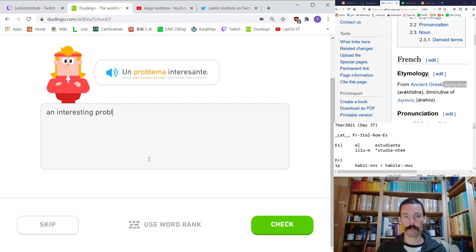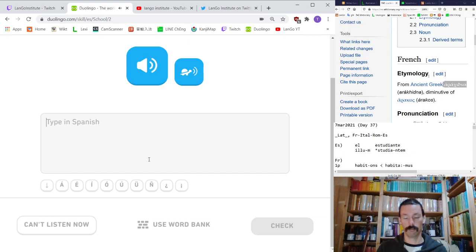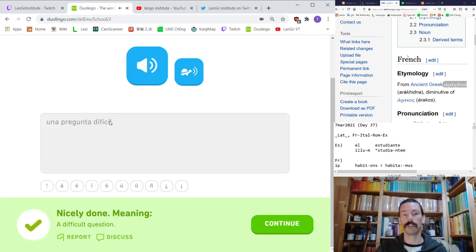Interesting. We'll put the adjective first. Problem. Una pregunta difícil. A question, which is difícil. Accented. This one doesn't change its form either, but pregunta is feminine, as this word una also indicates.